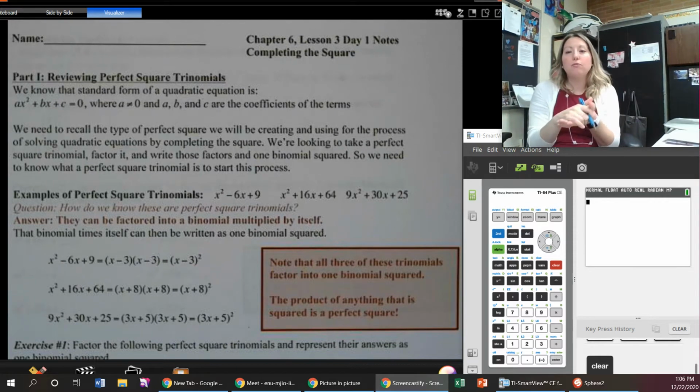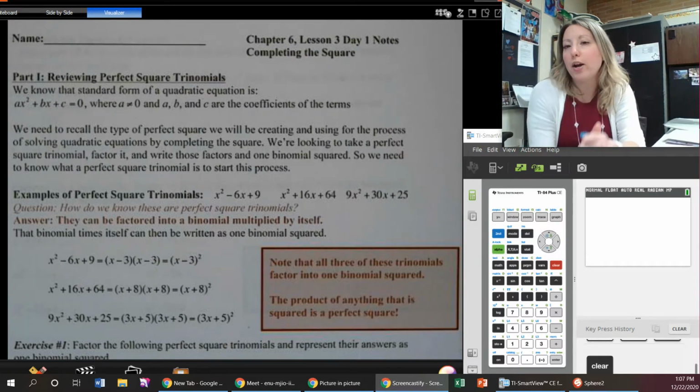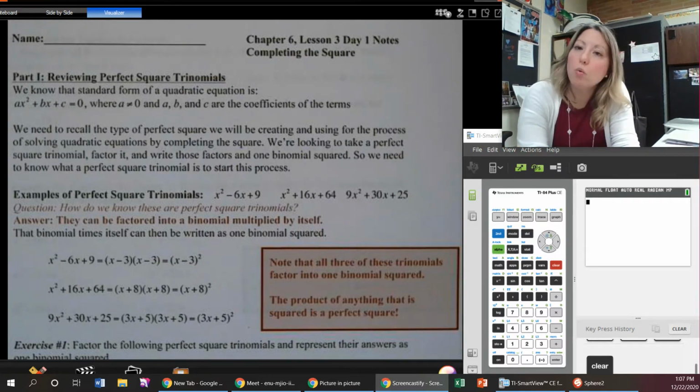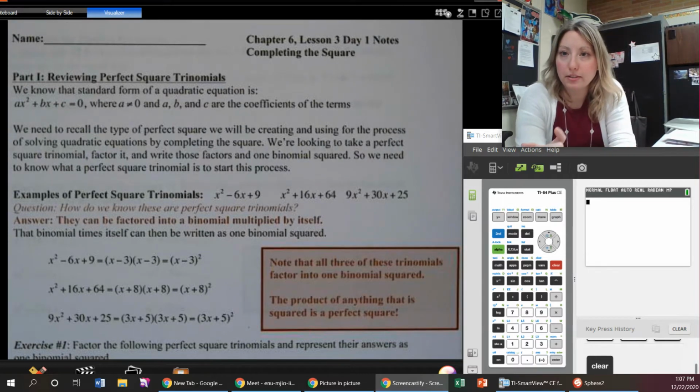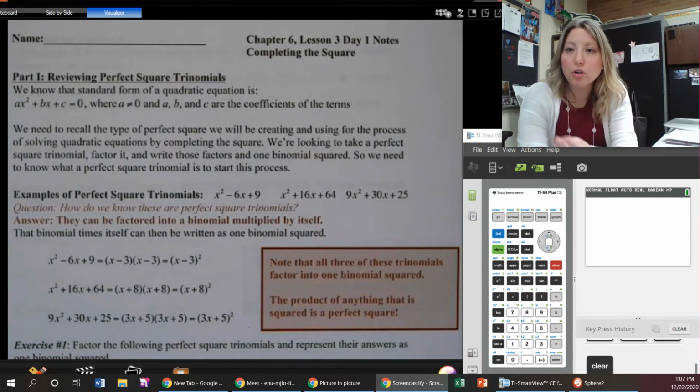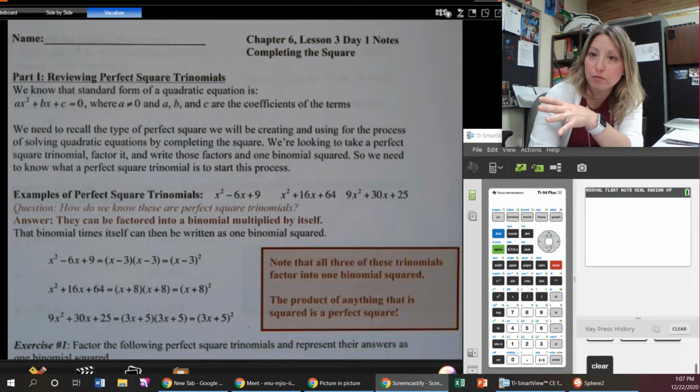When you have a perfect square trinomial, what you have is a trinomial that when factored will result in exactly the same binomial times itself, which of course can be written as 1 binomial squared. Let me give you some examples of perfect square trinomials.